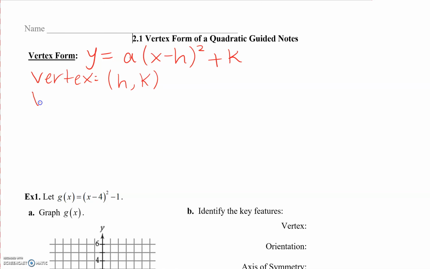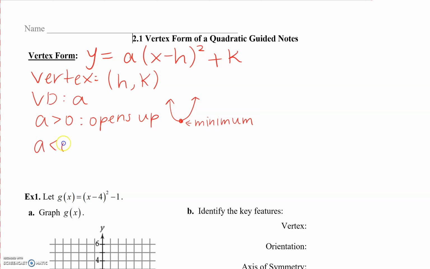We also know that the vertical dilation is a, and then some other things that I think are nice for us to keep in mind. If a is greater than 0, meaning it's positive, that means that my parabola opens up, or the orientation is upward. And if it opens upward, that means that the vertex is a minimum. We call this the relative minimum because it looks like a valley. It is also the minimum point of this parabola.